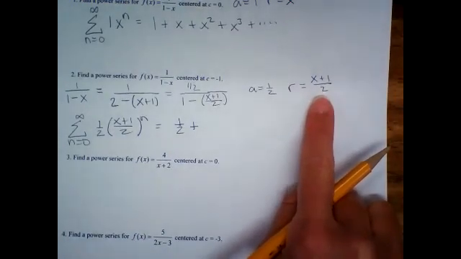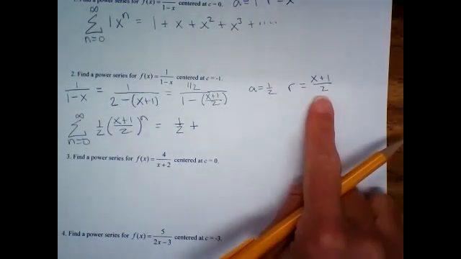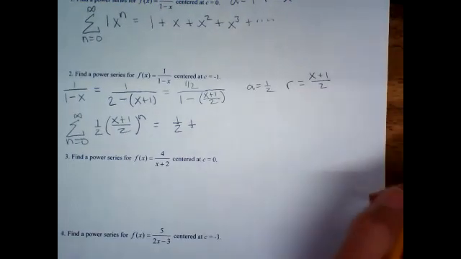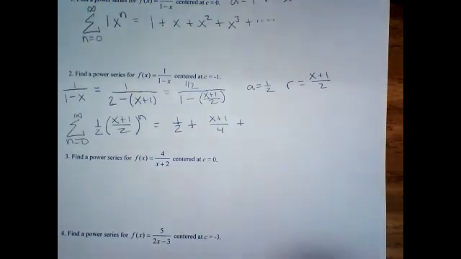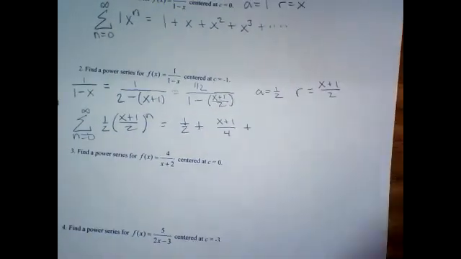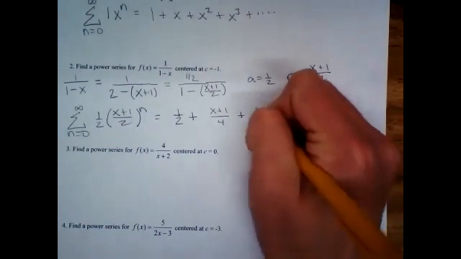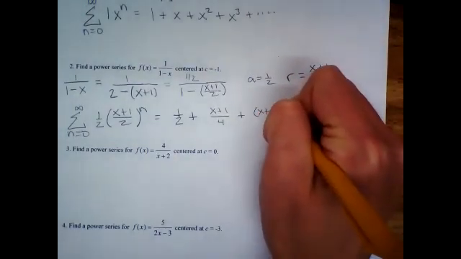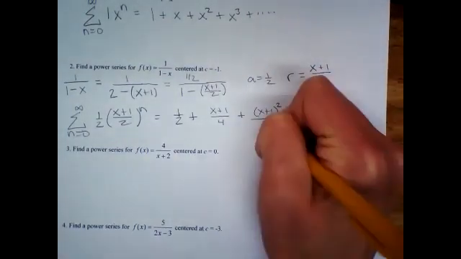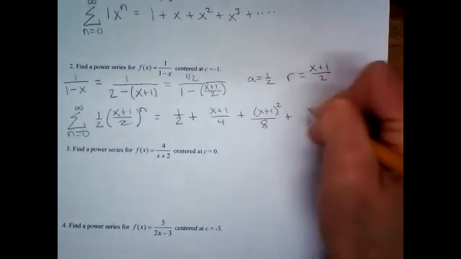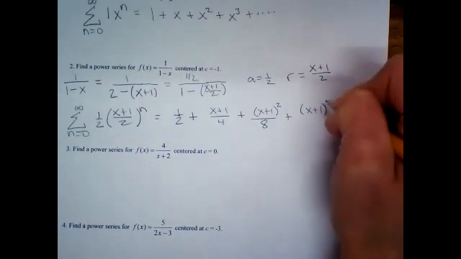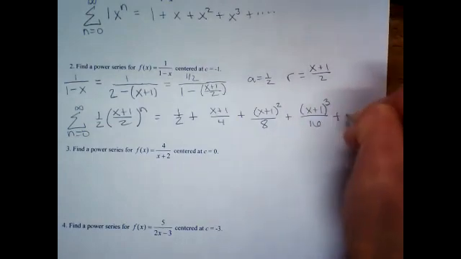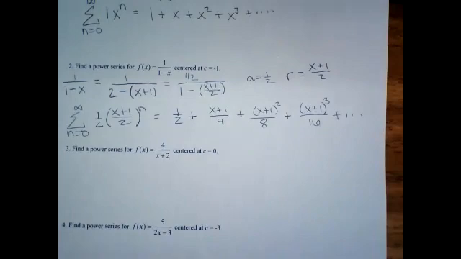So what would the next one be? (x plus 1)/4, good. And then multiply by this again. (x plus 1) squared over 8. Good, we'll do one more. (x plus 1) cubed over 16. Good. It's just to generate the pattern so you can see what's going on.